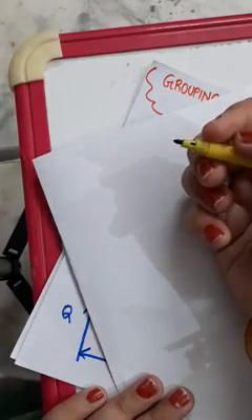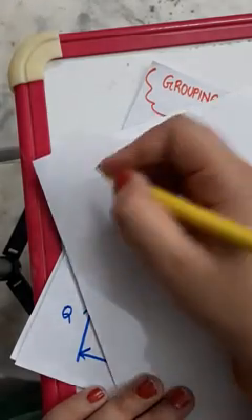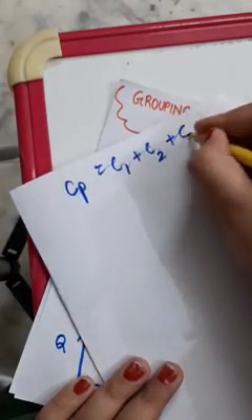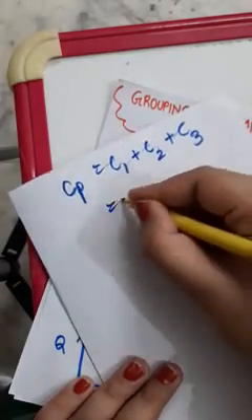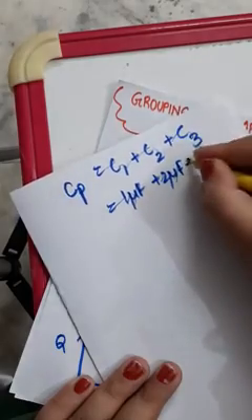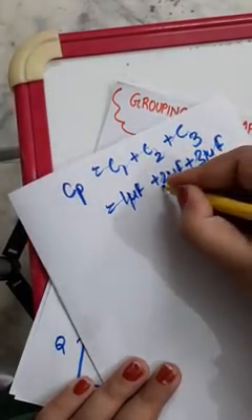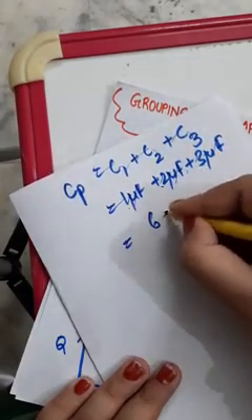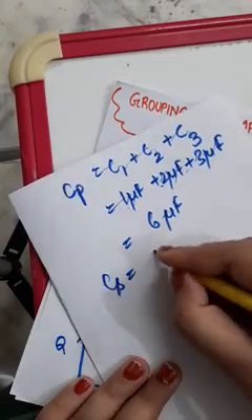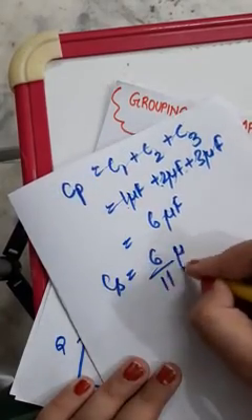Now suppose the same capacitors are connected in the parallel combination. So the capacitance would be Cp equals C1 plus C2 plus C3. So this will be 1 microfarad plus 2 microfarad plus 3 microfarad. Okay, so this will be 3 plus 2, 5, 5 plus 1, 6 microfarad. Clear? And what was the value of Cs? It was 6 by 11 microfarads.